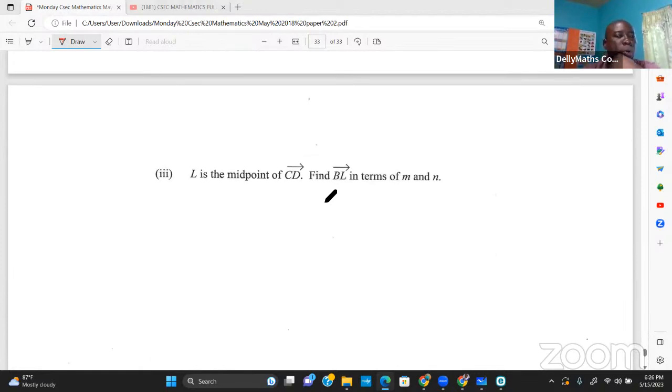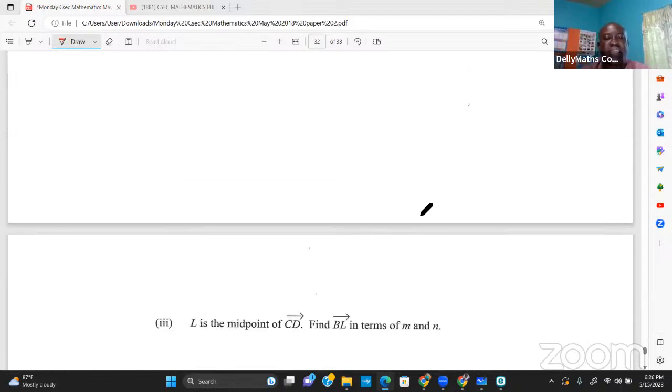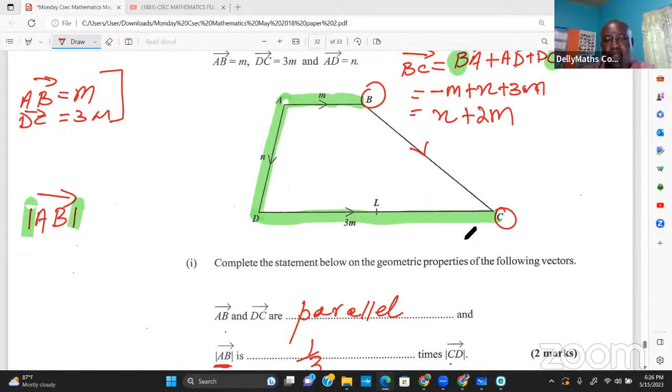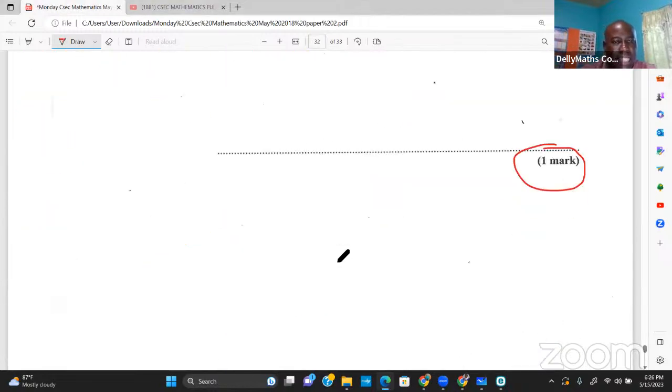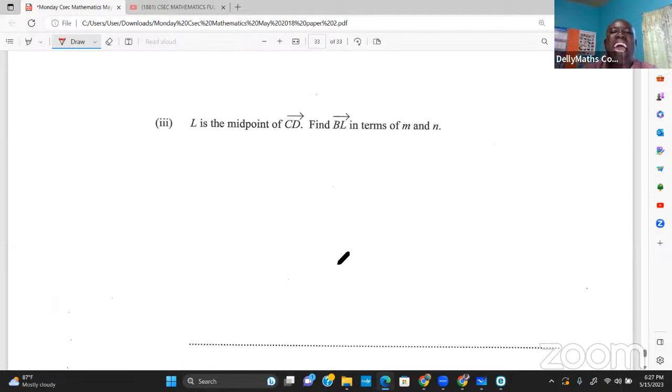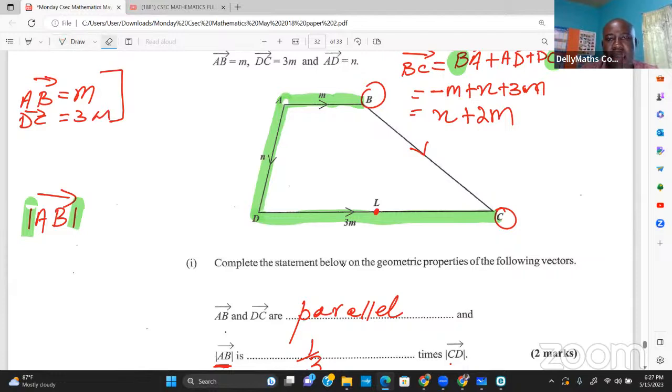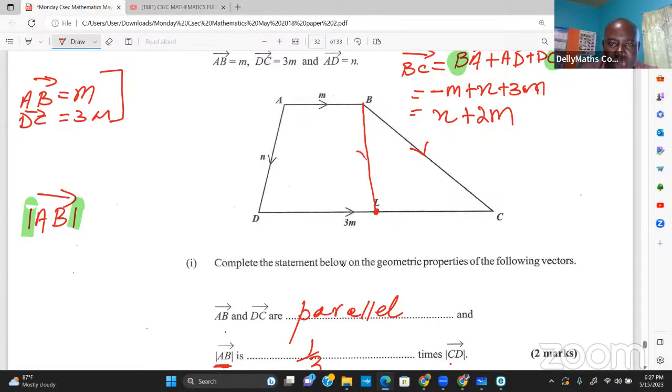Now, L is the midpoint of CD. Find BL in terms of M and N. L is the midpoint of CD. Let us go and put that. All right, so they have that. And then what is it that they want us to find? BL. So we're supposed to find from B to L. Let me clear the diagram up a little bit now. All right, here we go. So we want to find BL, that direction.